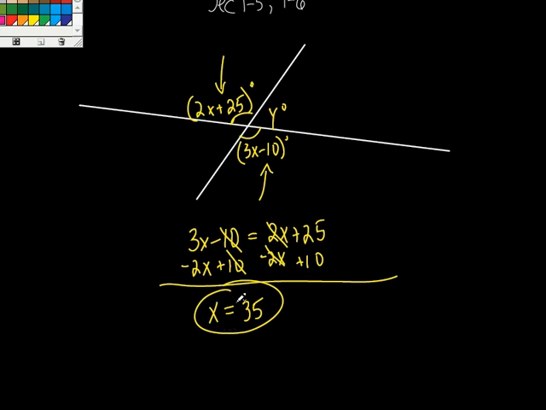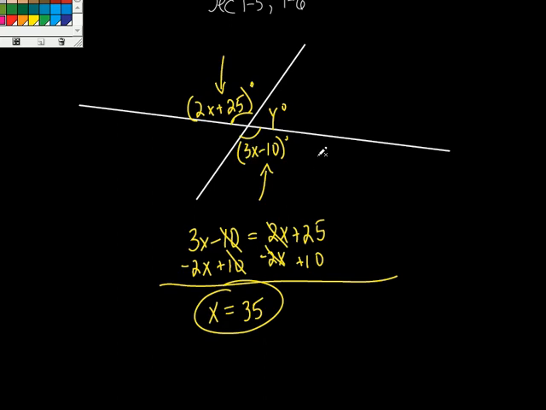So I know what x is. Does that mean this angle right here is 35 degrees? No, it doesn't. Right, you got to plug it in. Exactly right. Substitute it. That's what we call it. I'm going to take that 35 and plug it in for that x right there. So let's figure out what this actual angle is really equal to.